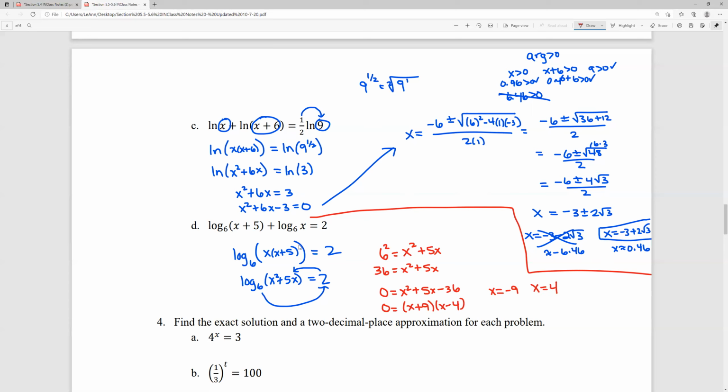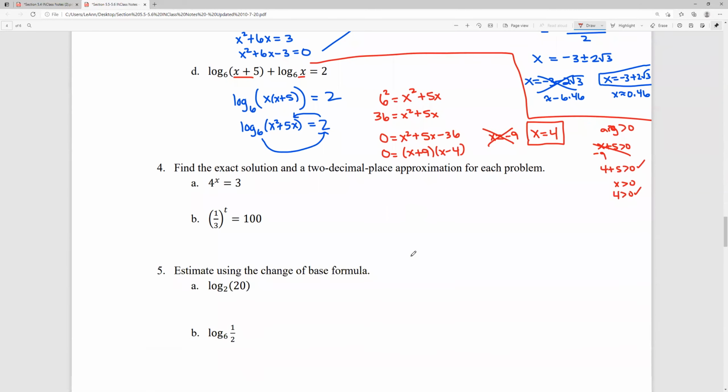We're going to check. So I need to know, are my arguments staying greater than 0? My argument this time was an x plus 5 and an x. There is no argument on the right side of this one because there's no log. So I need to check if x plus 5 is greater than 0. When it's a negative 9, that's already false. So this guy's out. Don't even have to check it in the other part if it already fails. And then I'll check 4 plus 5 greater than 0. Yep, that's good. And for x greater than 0, 4 is definitely greater than 0. So 4 passes both tests. So this one had a single solution and an extraneous solution.